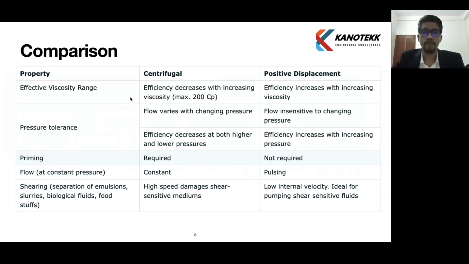Okay, so we have a doubt right now. What is the difference between dynamic and positive displacement pumps? Why can't we use the same pump for all our applications? So we will have a comparison to see what the difference is.